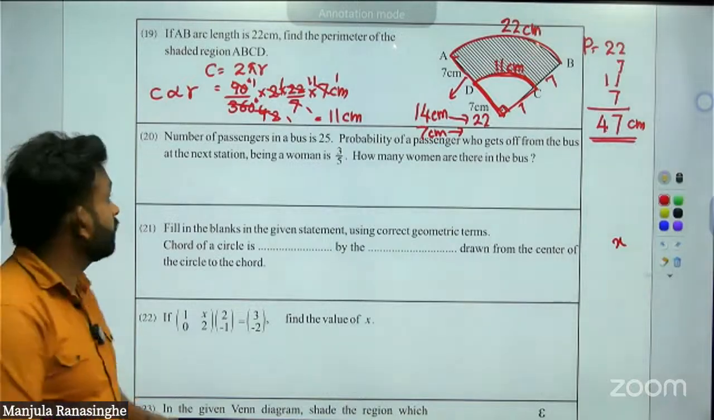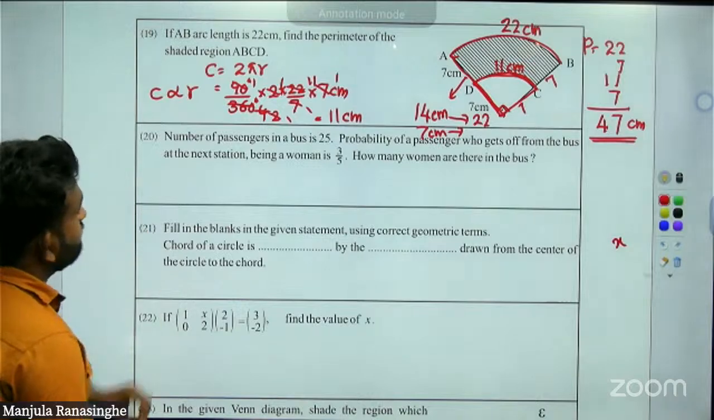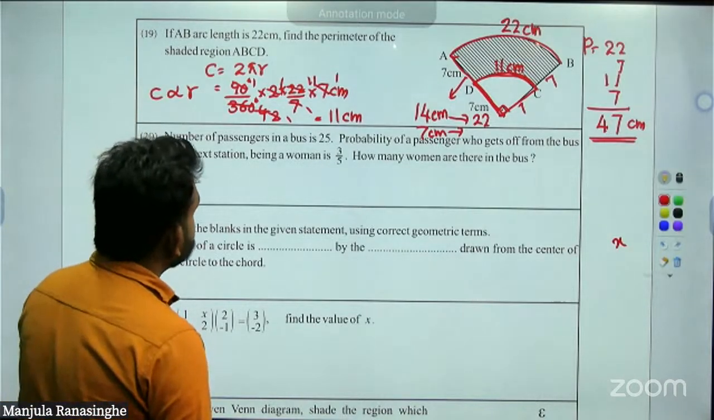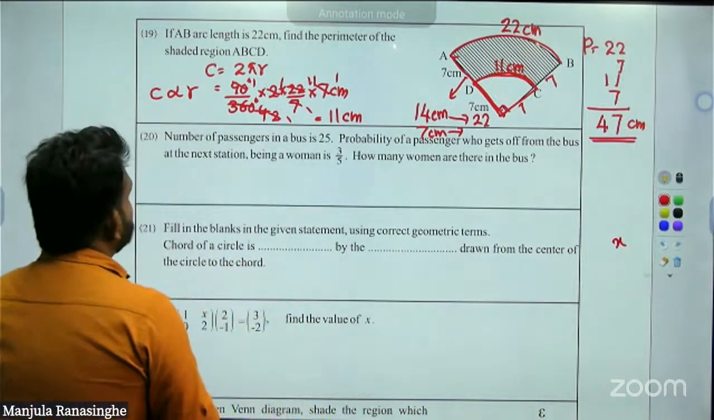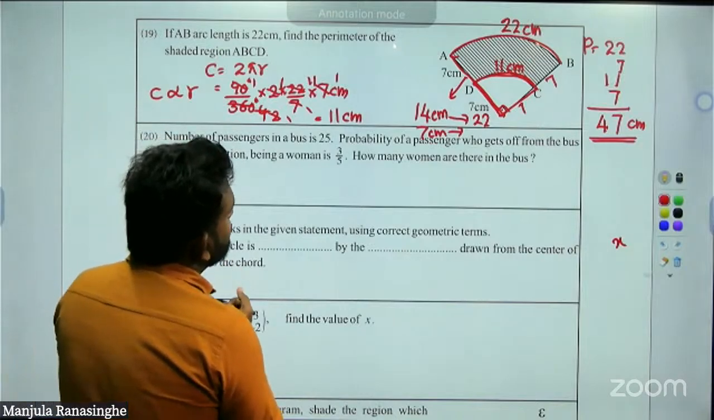Right. Now move to question number 20. The number of passengers in a bus is 25. The probability of a passenger who gets off the bus at the next station being a woman is 3 upon 5. How many women are there in the bus?